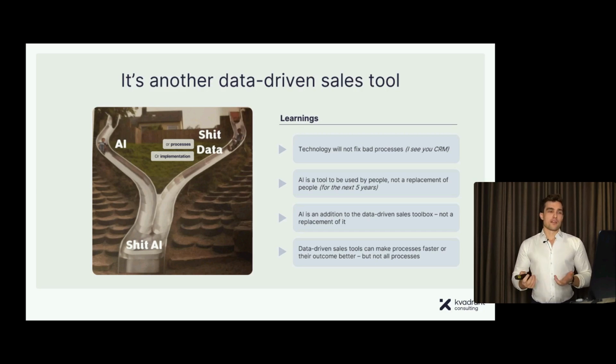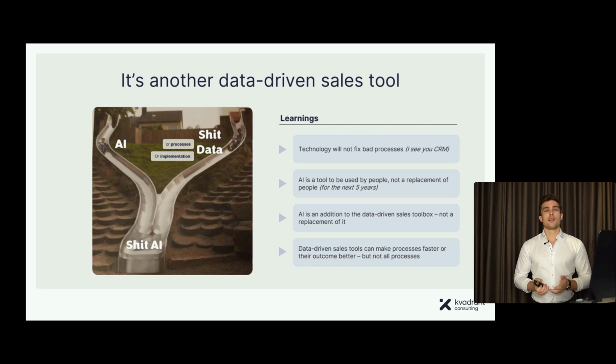Second learning: AI, again, is a tool to be used by people. It's an augmentative technology. It's not a replacement of people, at least for the next 5 years. You're not going to see entire functions get replaced. You might see functions that go from 10 people to 8 people to 5 people because they get more and more effective, but you're probably not going to see entire departments removed, at least for the next 5-10 years.